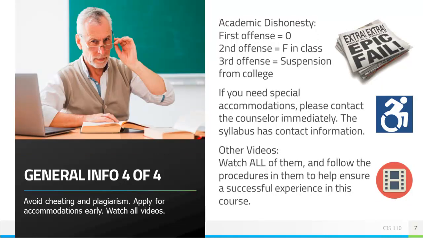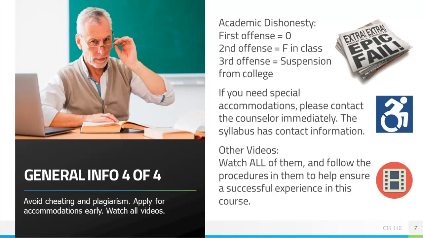Our CIS 110 academic dishonesty policy is simple. We will warn you with a 0 for the first offense of cheating. The second offense will result in a grade of F in the class. The third offense results in suspension from the college. These offenses are cumulative and are kept on file in the Vice President of Instruction's office.